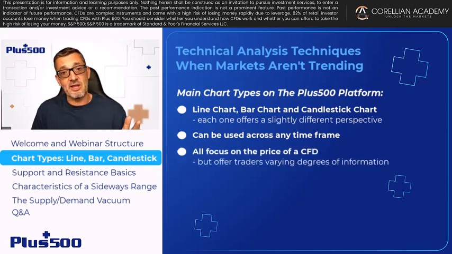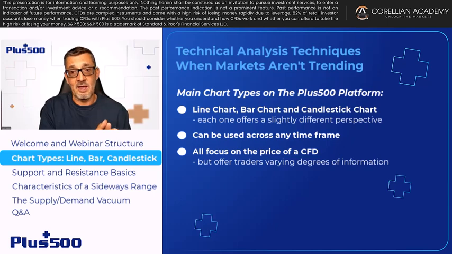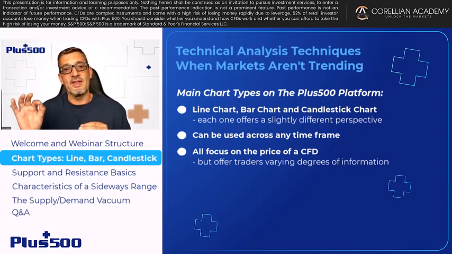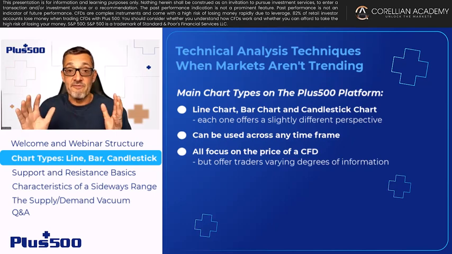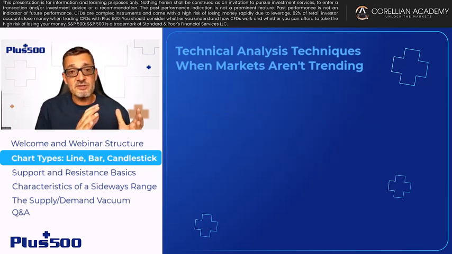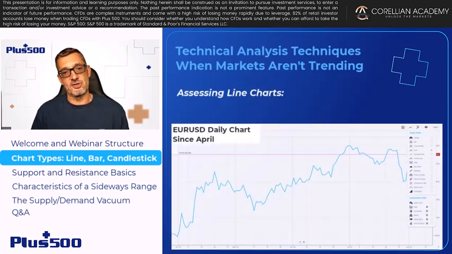They all offer the same value in terms of market activity because they all look at the same thing, and that's price. But they all look at it in slightly different ways and offer varying degrees of information to us as traders. The first and most basic type of chart is a line chart.